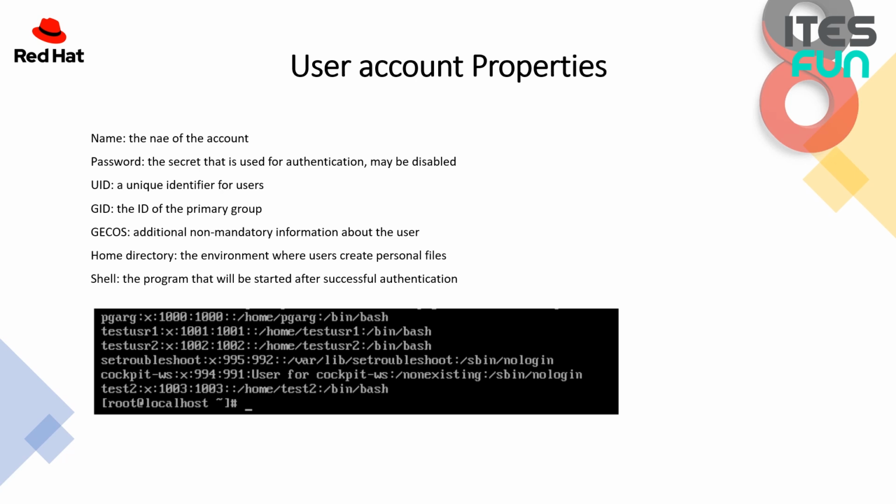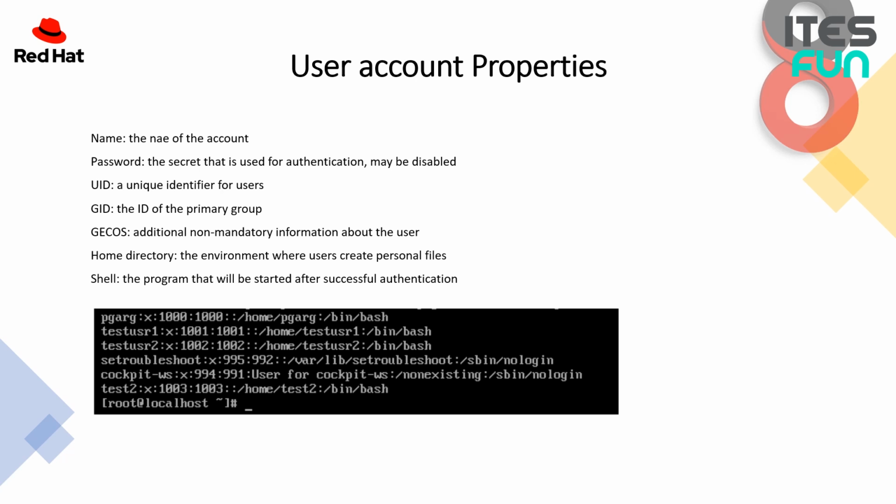So to start with, in the first field there is the name of the account. So student, users and all the users you have created, these are account names. Next, there is a password. The password is the secret that is used for authentication, and it might be disabled as well. In the passwd file you can see the password in the second field, but there is an x, and that is because it's a placeholder. On modern Linux distributions, including RHEL 8, passwords are stored somewhere else, in the /etc/shadow file.